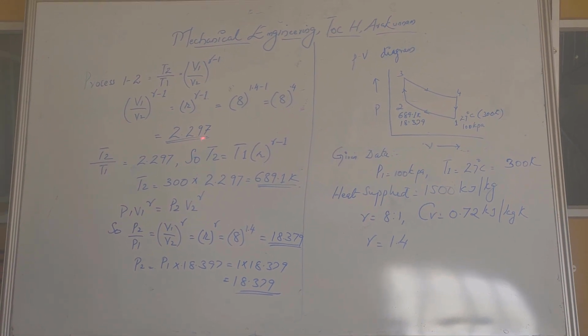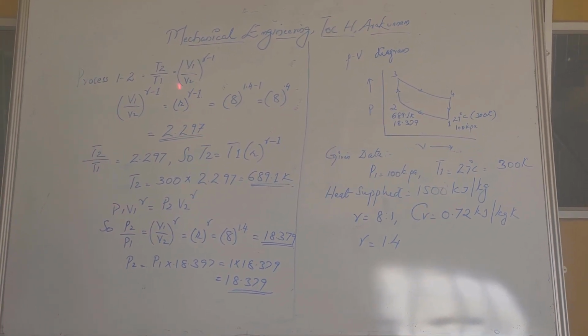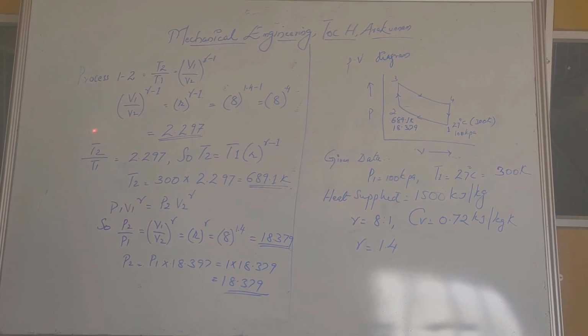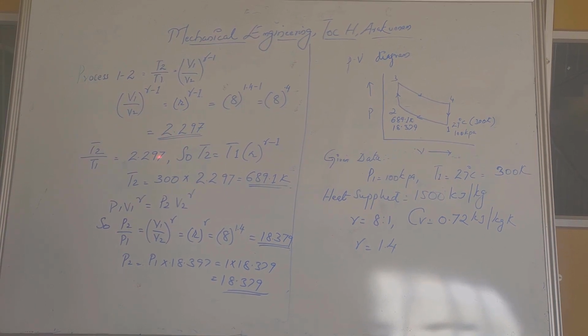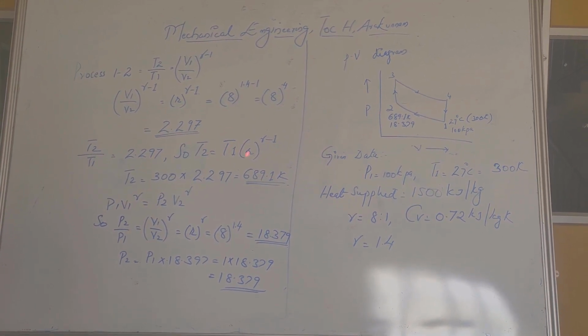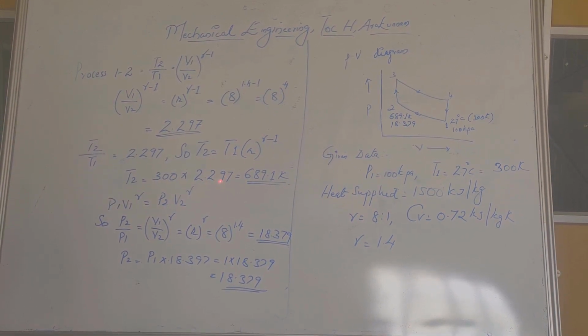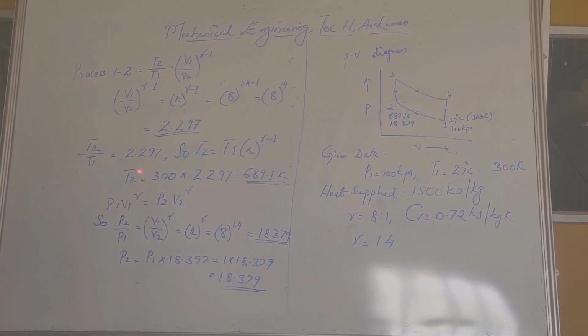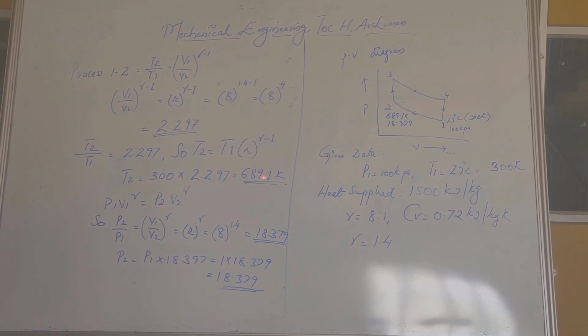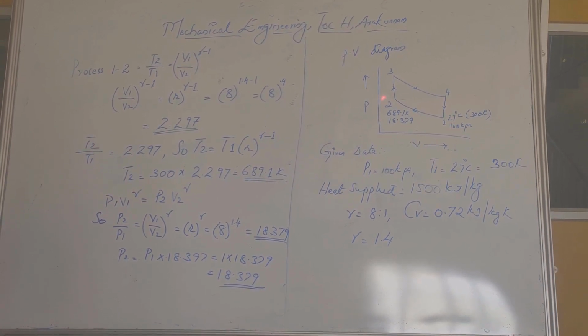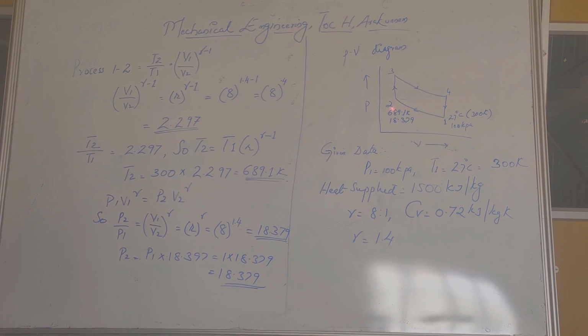So 2.297 is the value of T2 by T1. Now T1 is known, so T2 is equal to T1 into 2.297, that is T1 into R raised to gamma minus 1. So you get the value of T2 as 689.1 Kelvin, which you mark in the PV diagram. T1 is marked, P1 is marked, now T2 is marked. Now we need to find P2.